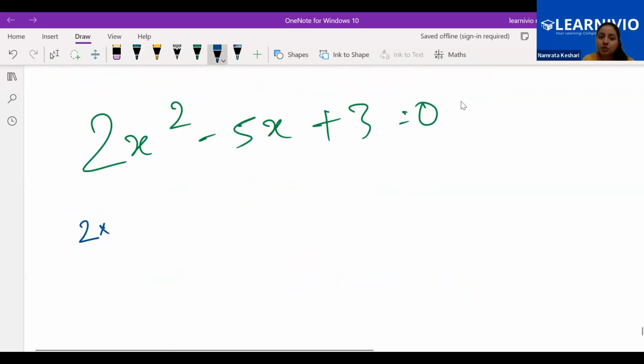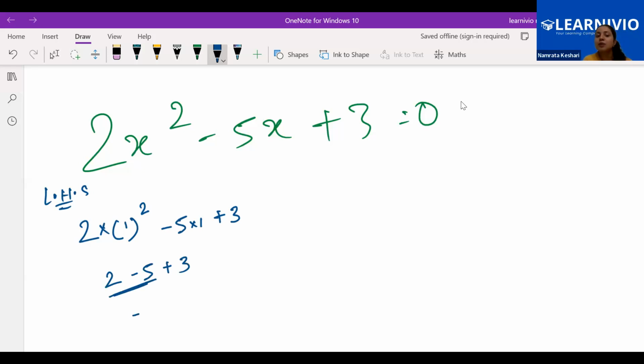If we substitute 1 at the place of x, from where did I get 1? From this solution which you have already done in your copy. Okay, minus 5 into 1 plus 3. Okay, let's do the calculation. The other side I'm not writing, only the left hand side we are trying to calculate to see what exactly we are going to get. So it will be 2 minus 5 plus 3. 2 minus 5 is minus 3, plus 3 is equal to 0.